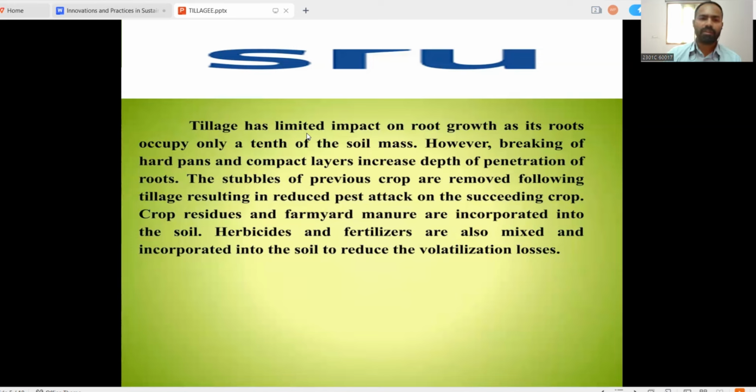So what we are again doing with tillage: the stubbles of previous crops are removed following tillage, resulting in reduced pest attack. Why? Because if the previous crop had some pest, and you are removing it with the tillage, you are removing the previous crop also. So it will not affect your present crop. The crop residues and farmyard manures are also incorporated into the soil. Herbicide and fertilizers are also mixed and incorporated into the soil to reduce the volatilization process. Okay, going on to the next.